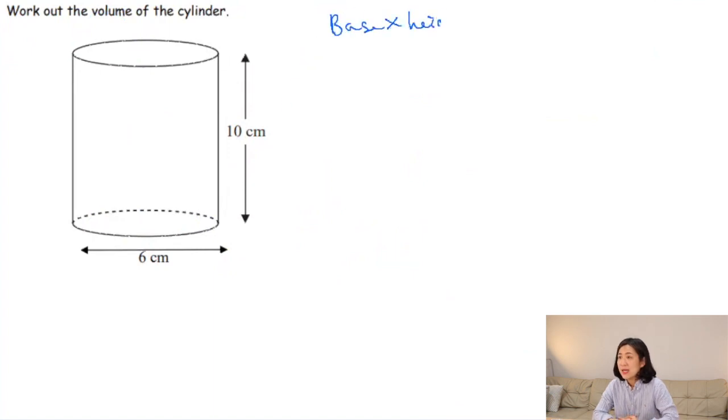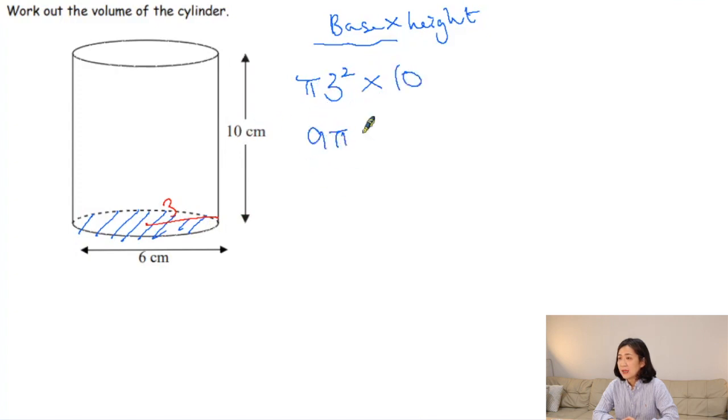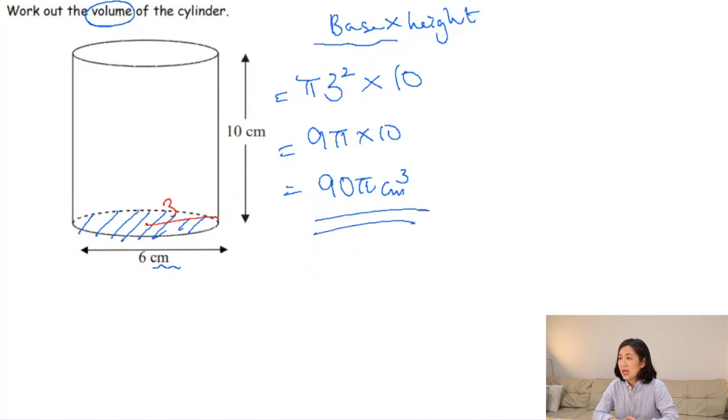Here you've got a cylinder, and always remember the formula: base area of the circle, the area of the base, times the height. Now identify the radius. The radius is 3. So pi times 3 squared times h, which is 10. So now you know that it's 9 pi times 10, and we can come up with 90 pi. That is the volume of the cylinder, and make sure you have a unit. Since this is the volume, cubic centimeter will be the unit. So this is our answer.